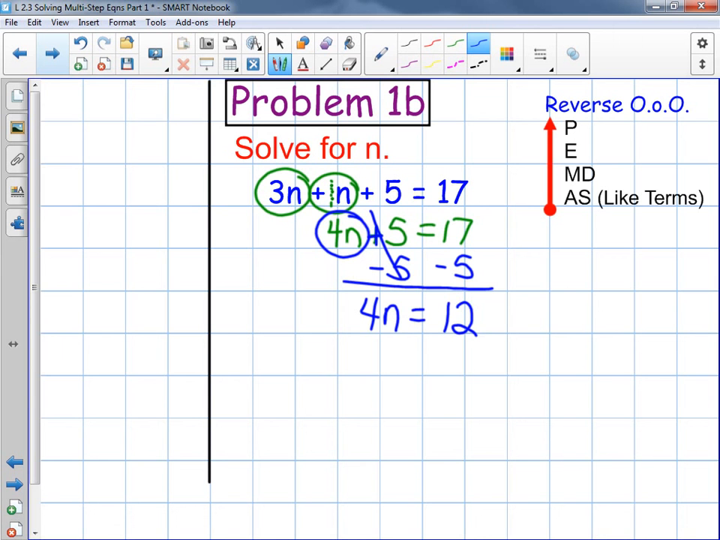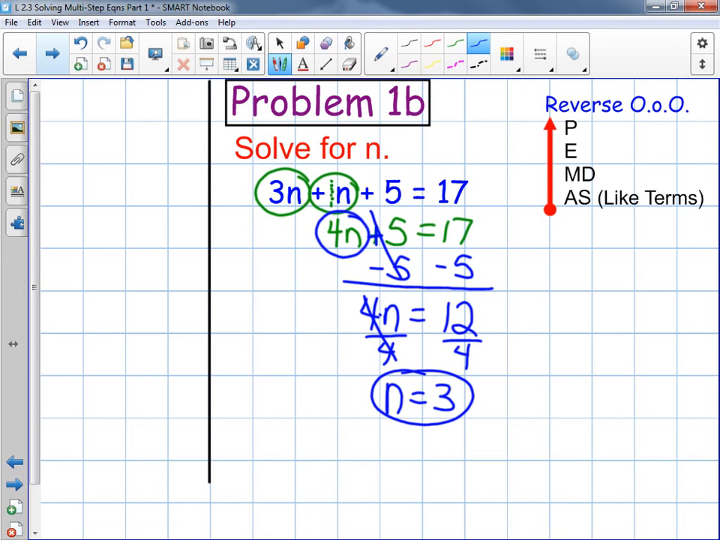And now your equation says 4n or 4 times n. So you get rid of the 4 times by dividing by 4. And what you do to one side, you do to the other side. The 4's cancel. You're left with n. 12 divided by 4 is 3.